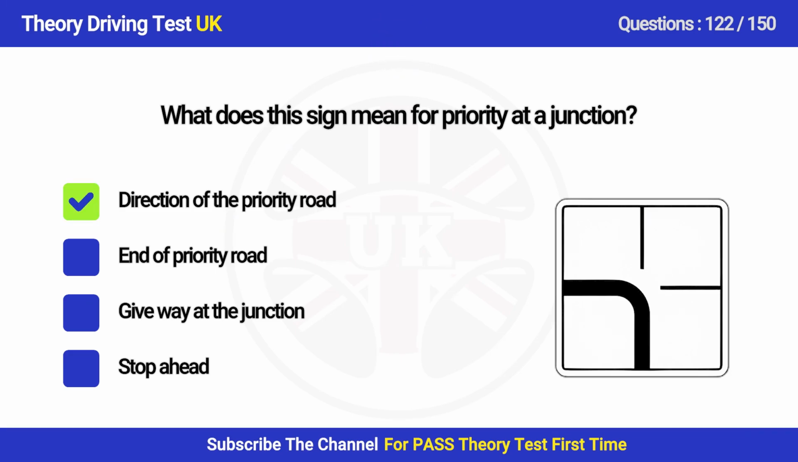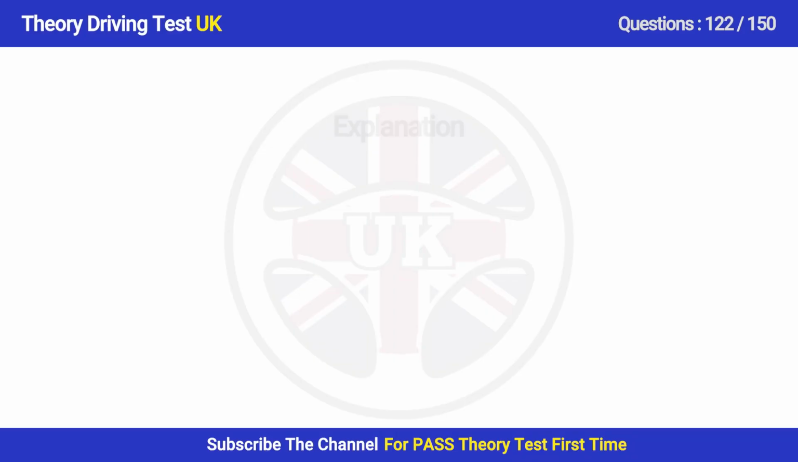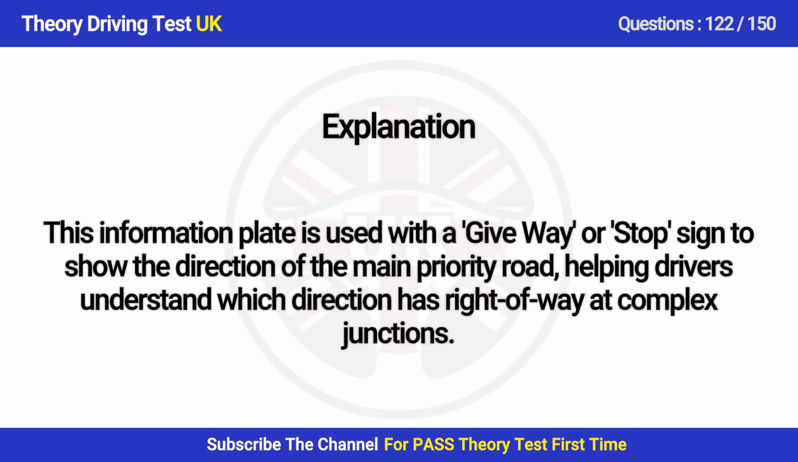Answer is A. Direction of the priority road. This information plate is used with a give way or stop sign to show the direction of the main priority road, helping drivers understand which direction has priority at complex junctions.